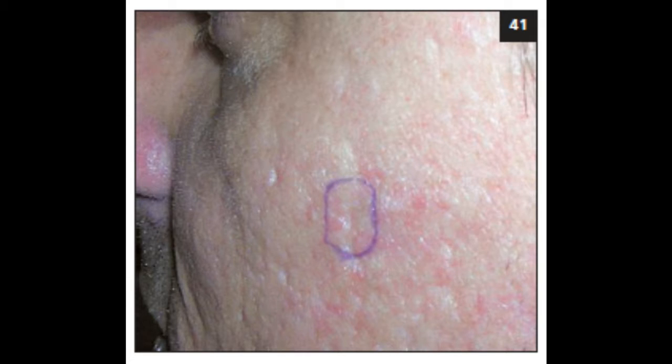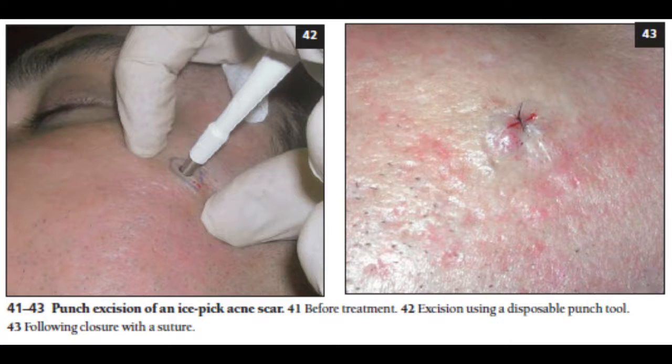A standard dressing, typically consisting of an antibiotic ointment and a bandage, is then applied to the wound. Additional scars may be excised on the same day, as long as they are spaced at least 5 mm apart to prevent undue tension on the wound. The patient is then instructed on local wound care.